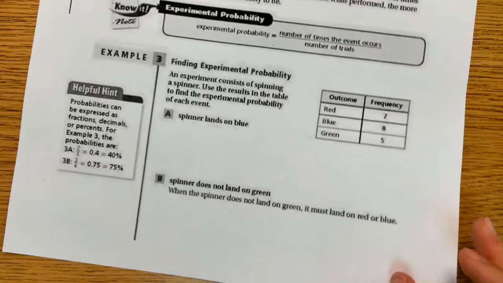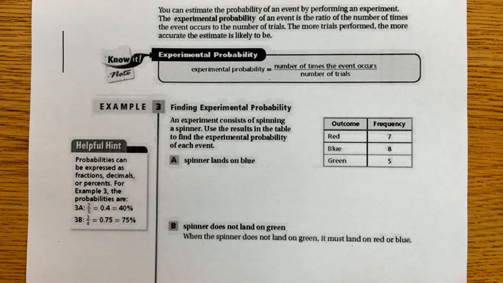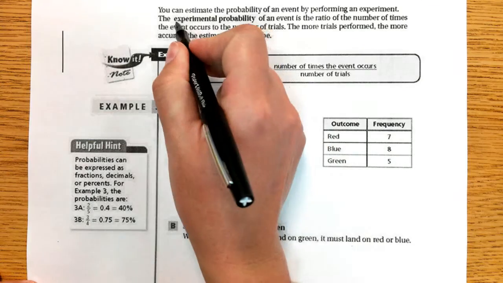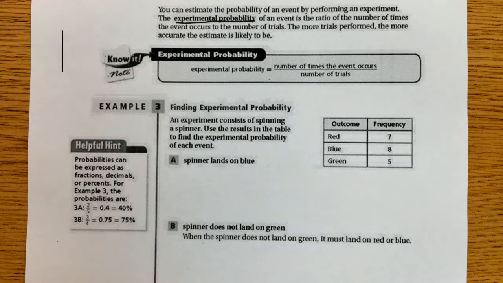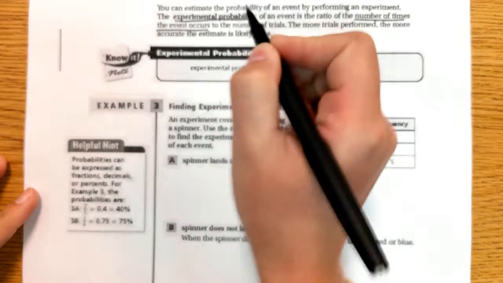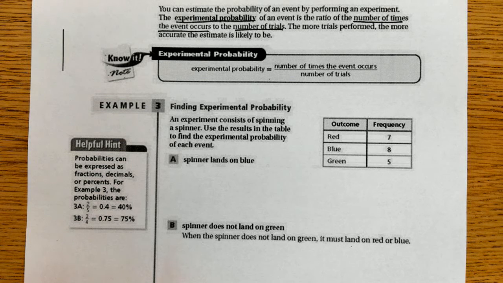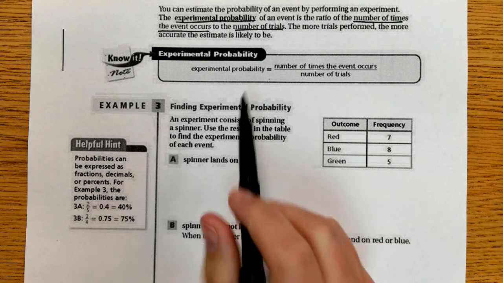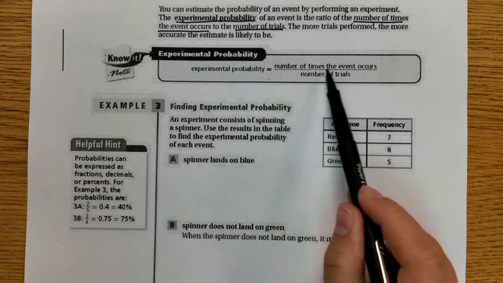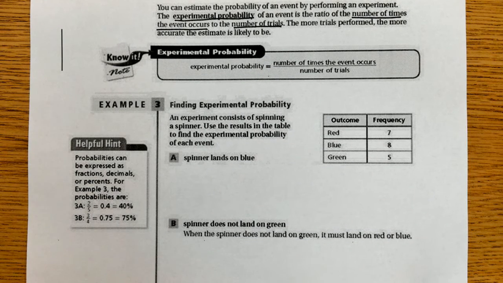So now we're going to get into finding experimental probability. You can estimate the probability of an event by performing an experiment. The experimental probability of an event is the ratio of the number of times an event occurs to the number of trials. So you write this as a fraction. The more trials performed, the more accurate the estimate is likely to be. So here, experimental probability equals number of times the event occurs over the number of trials. So we're going to use this and find experimental probability in example 3.